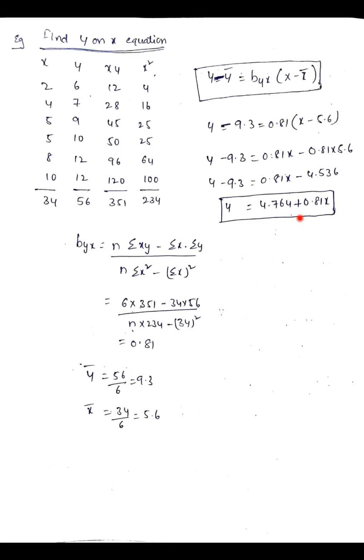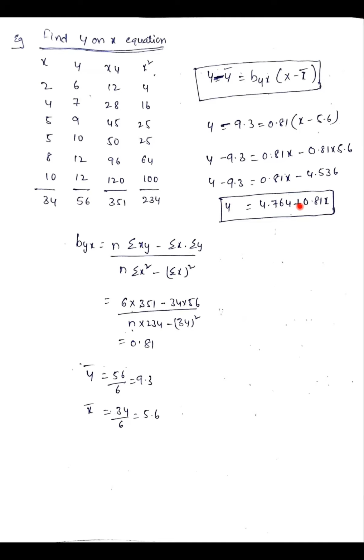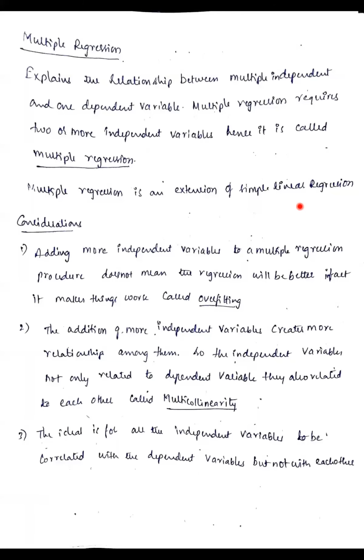See, this is regarding the regression. That is simple linear regression. And next we'll see about multiple regression. Here it explains the relationship between multiple independent variables and one dependent variable. Clear? In simple linear regression, there is one dependent and only one independent variable. But in multiple regression, there is a relationship between multiple independent variables and only one dependent variable.